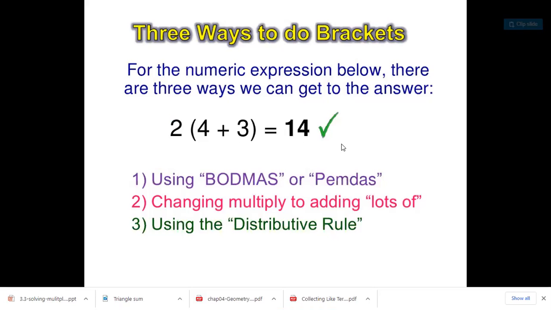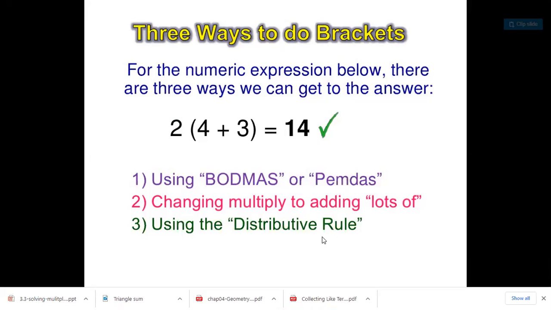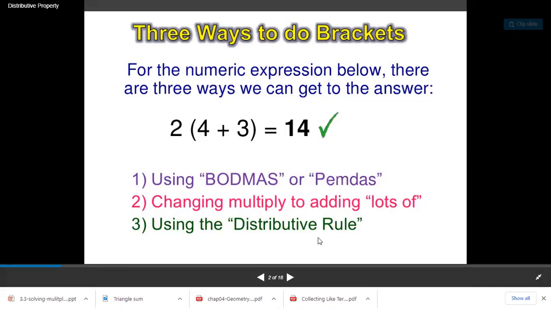2 multiplied by 4, and then 2 multiplied by 3. Yes, so 2 multiplied by 4 will be equal to 8, and then 2 multiplied by 3 will be equal to 6. In this case, I can add 8 and 6 because these are like terms, right? So we can add them together.